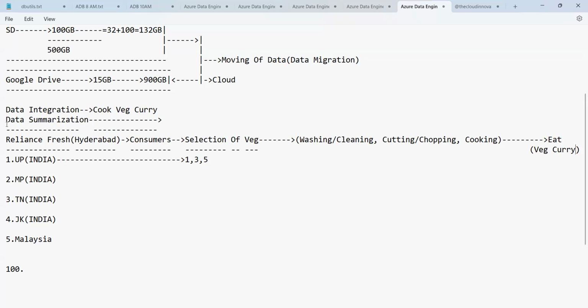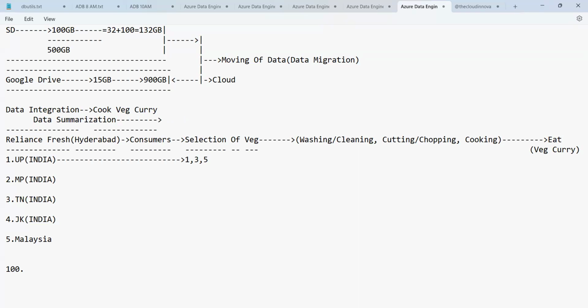Whereas, how does data summarization fit into this one? Why have we discussed this example, and how does data summarization fit into it? Let's try to fit it up here, guys. Can you see here? I'm using the same one.